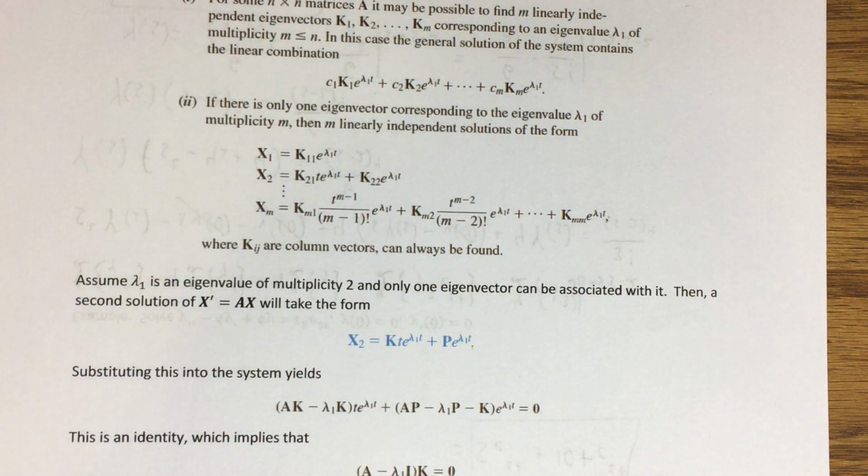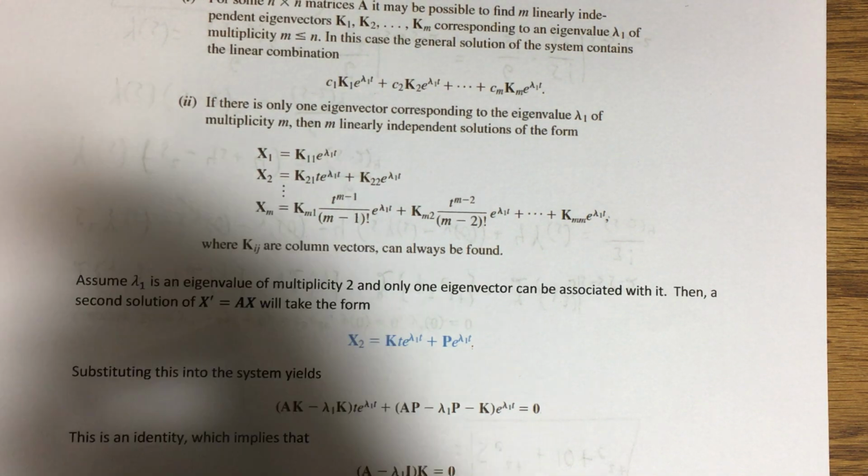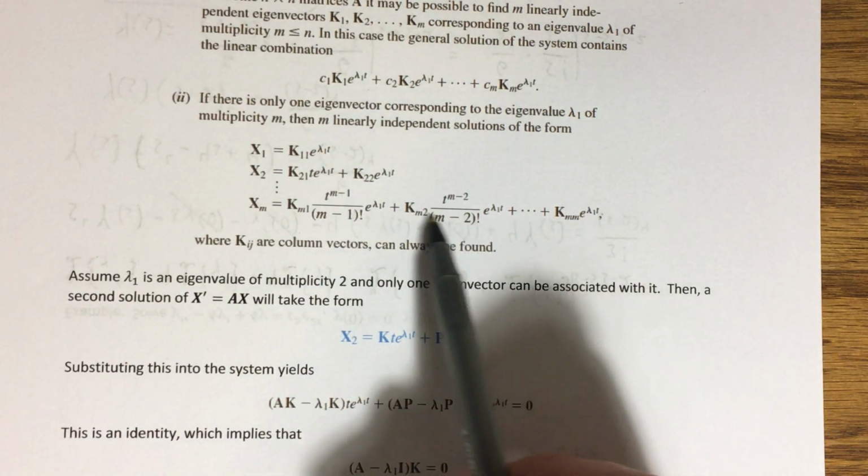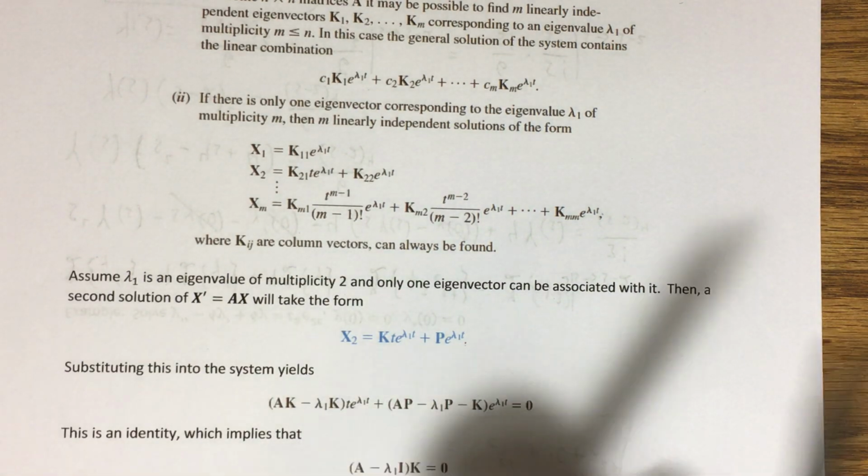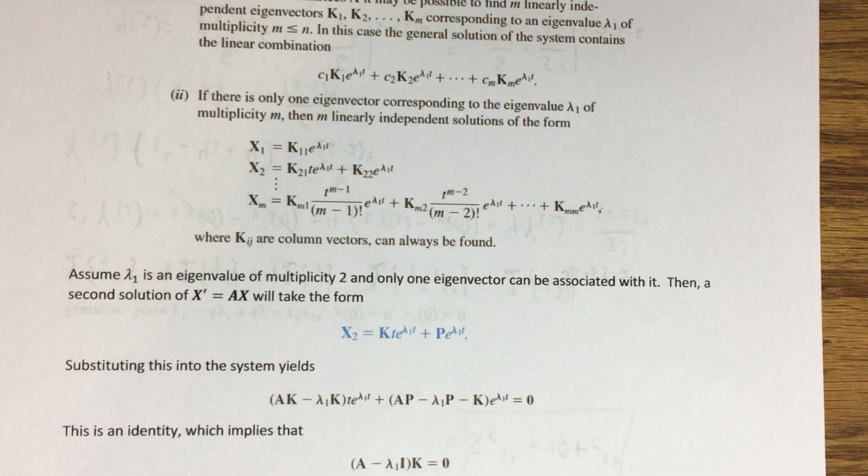So for us, we're not going to be dealing with any eigenvalues with a multiplicity greater than 3. Even though this argument can apply to much higher multiplicities than that, we're not going to have to deal with that. So this very complicated looking formula here, the worst it's going to get for us is the case where m is equal to 3. Okay.